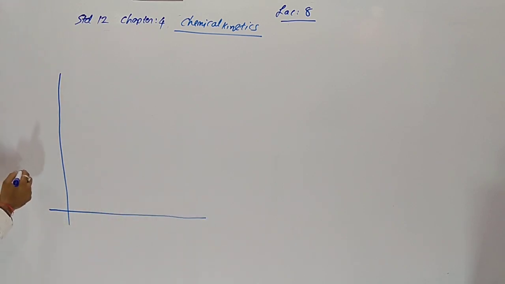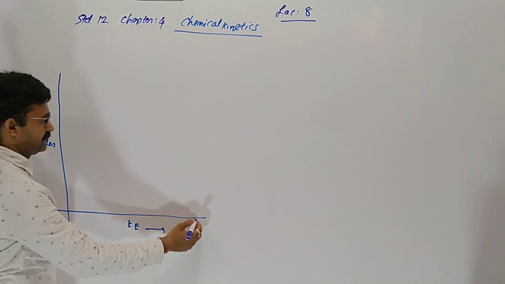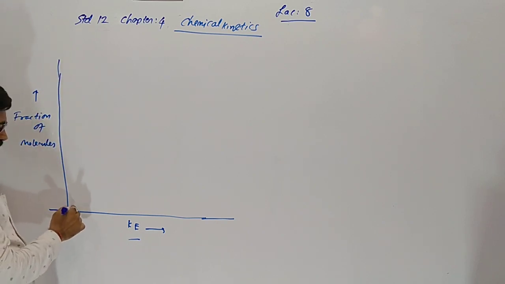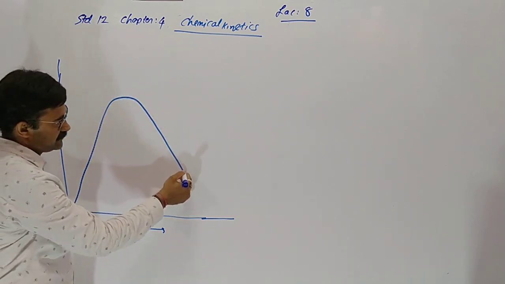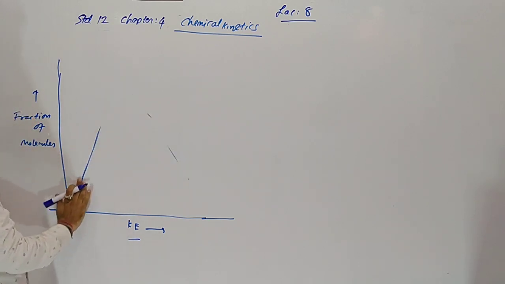Once again, fraction of molecules versus kinetic energy. Kinetic energy is taken on the x-axis, fraction on the y-axis. So actually what happens there? Yes, our graph is like this.